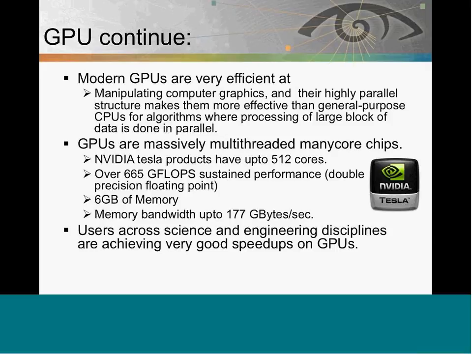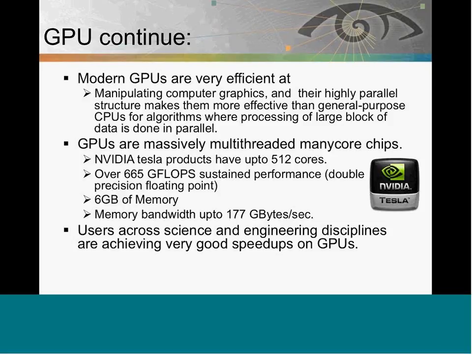So the GPUs are very efficient for manipulating graphics and highly parallel structures. This makes them more acceptable for scientific functions, because we can have highly parallel data algorithms and run much faster on GPUs. In terms of architecture, it is a massively multi-threaded manipulation.